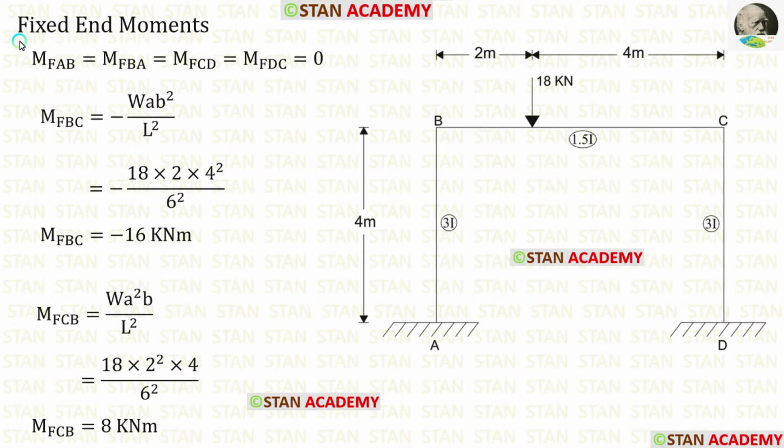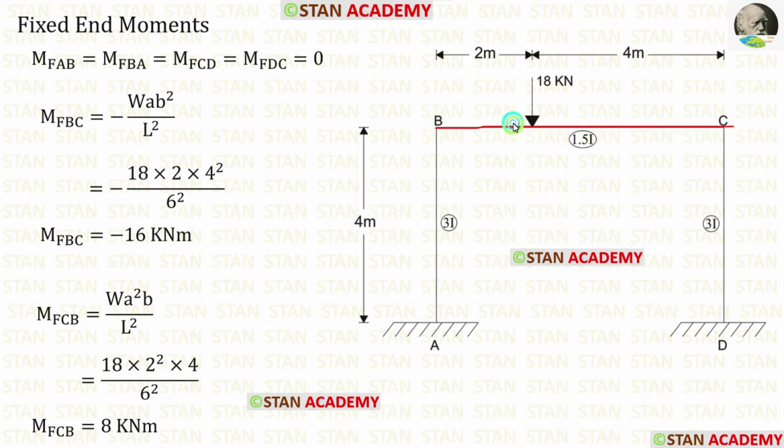Now let us find the fixed end moments. In the columns AB and DC, there are no loads. So the fixed end moments M of AB, M of BA, M of CD and M of DC will be 0. Now let us find the fixed end moments in the beam BC.